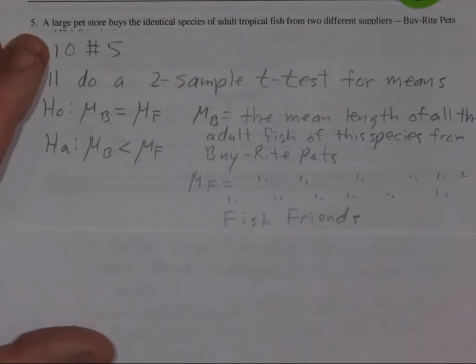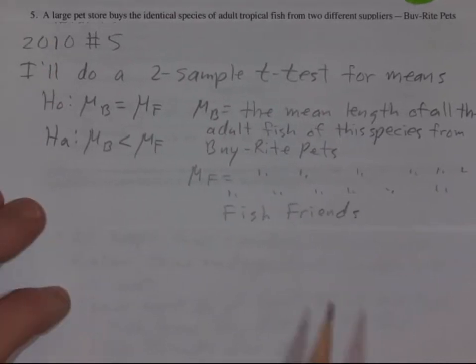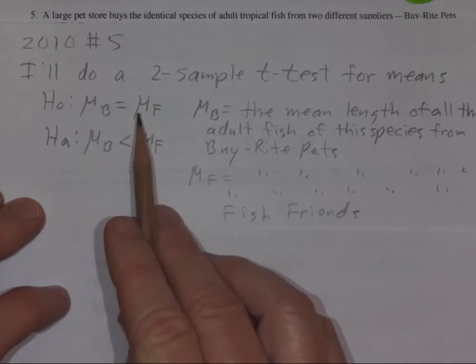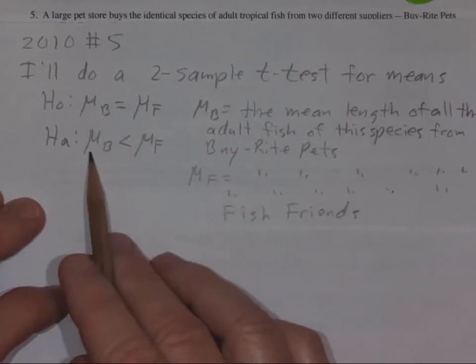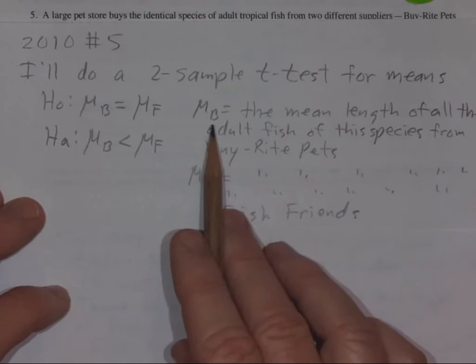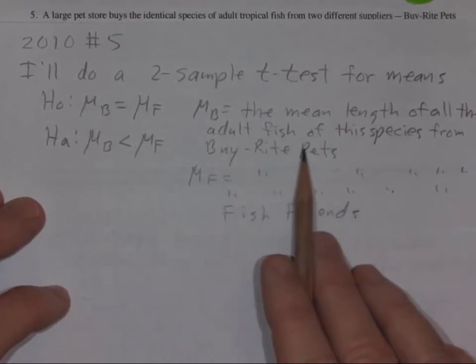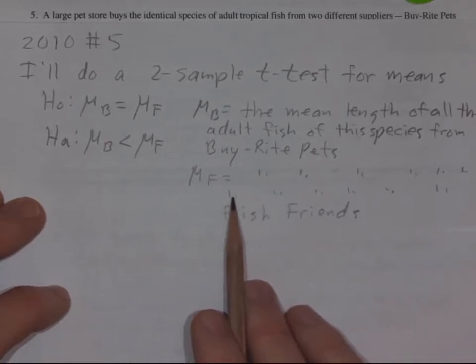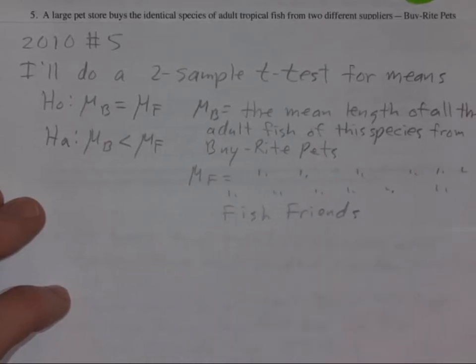Then we have our hypotheses. Our null hypothesis will always be that the two means are the same. And of course, define what mu sub b and mu sub f are. Mu sub b is the mean length of all the adult fish of this species from Buy Right Pets, and mu sub f is the mean length of all the adult fish of this species from Fish Friends.